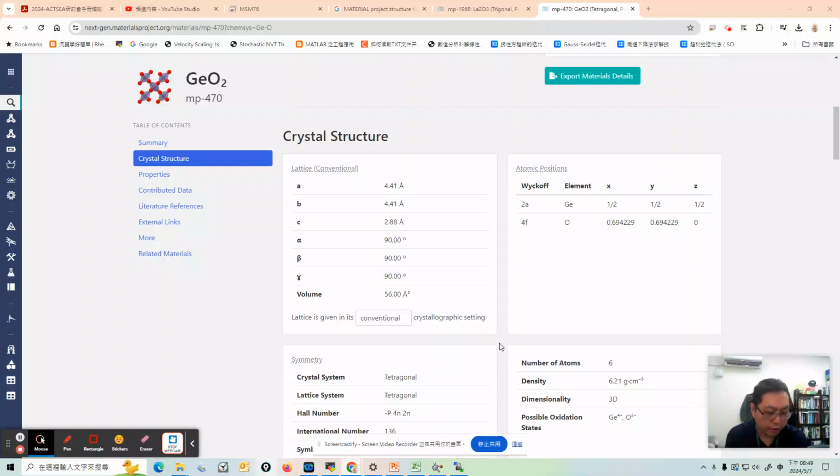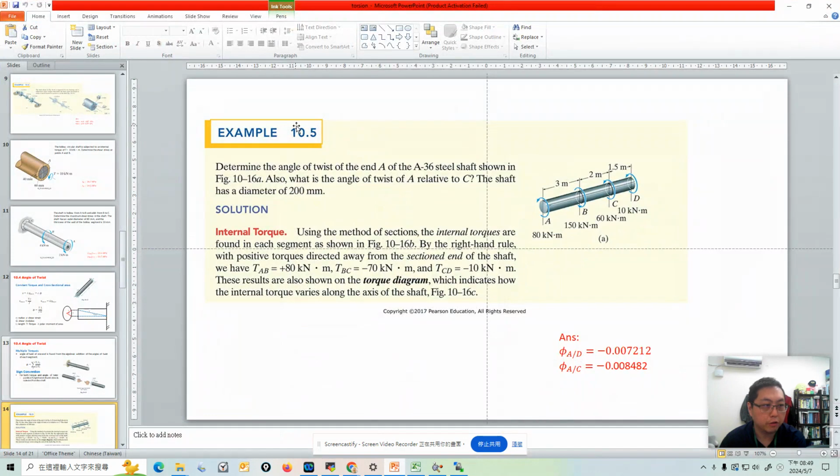Okay, hello everyone. This is a supporting video for example 10.5 in the textbook. In the last video, I calculated the angle of twist of A with respect to D and of A with respect to C. When you check the textbook, you will find the answer has the same magnitude, but in the textbook there is no negative sign.